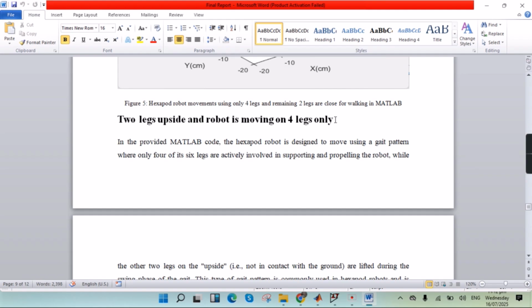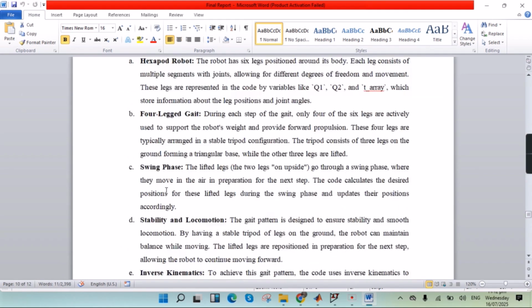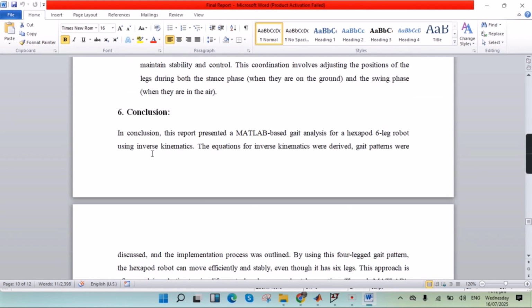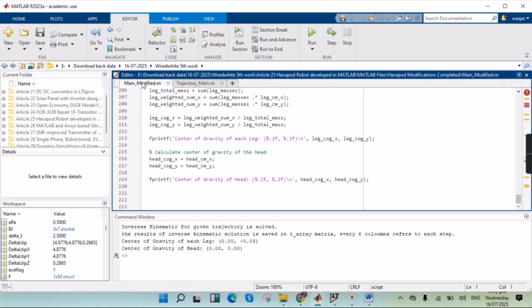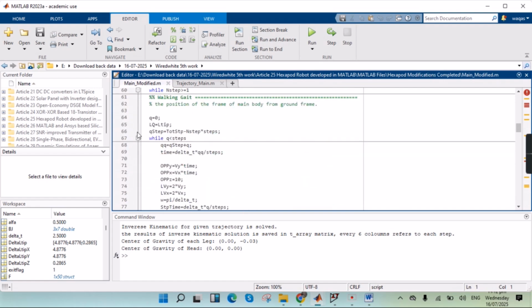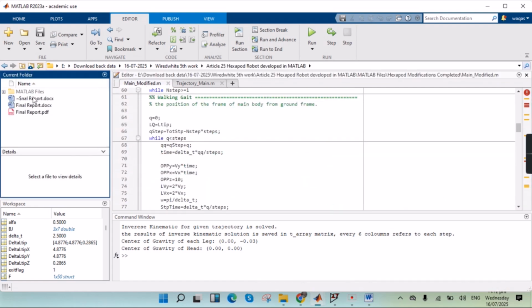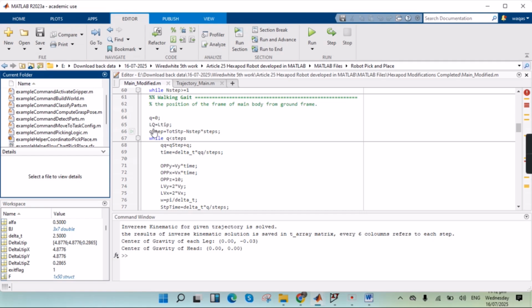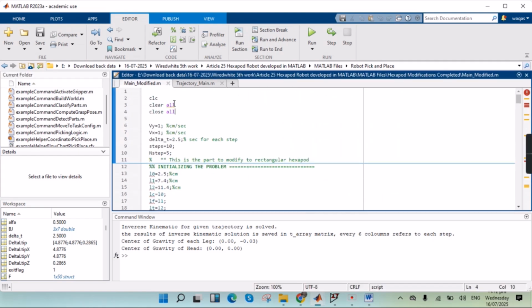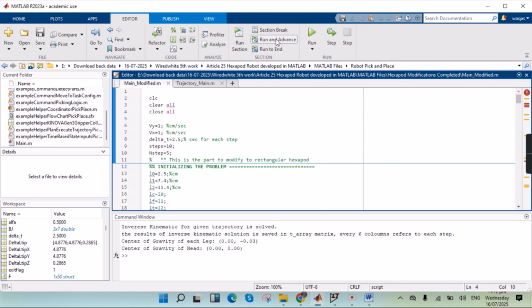I have explained all the conditions in it as well. Let me show you in front of you, for example, this is the Hexapod report. Basically, this one is the modified graph. Let me also show you.